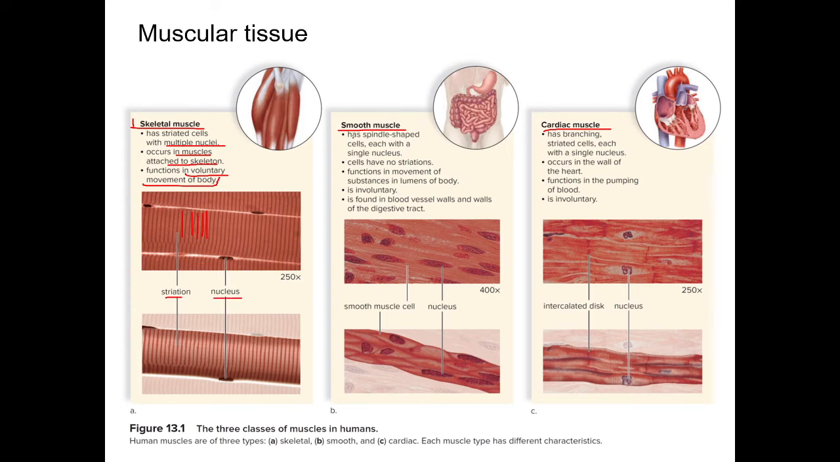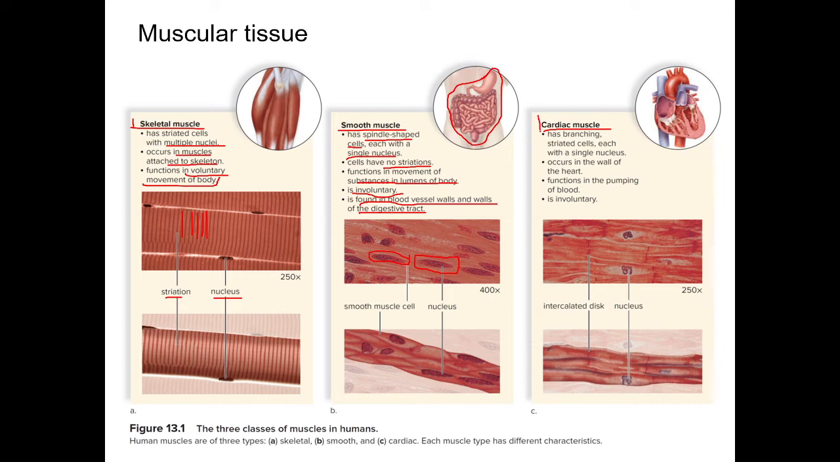The second muscles have spindle shaped cells. You can see these spindle shaped cells are there, each with a single nucleus. Cells have no striations. The function is the movement of substances in the lumen of the body. Whatever internal organs are there in the human body, they all contain smooth muscle activity. The activity is involuntary and it is found in the blood vessel walls and walls of the digestive tract.